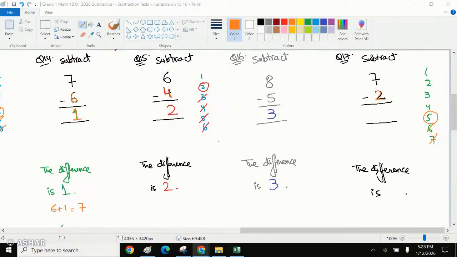7 minus 2 would be... Crinsley, 7 out of 7. If you remove 2 out, yes, Semi, that is correct. Thank you. Yes, Crinsley. 7 minus 2 would be equal to 5. And we can say that the difference is 5.